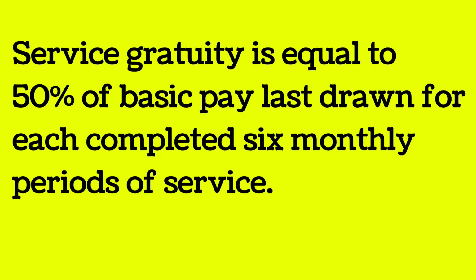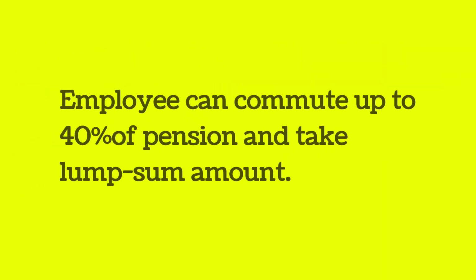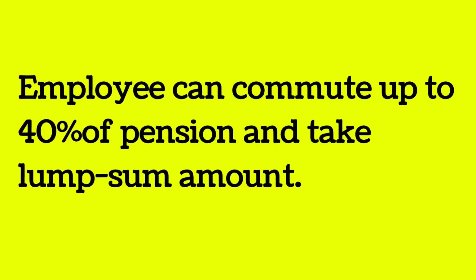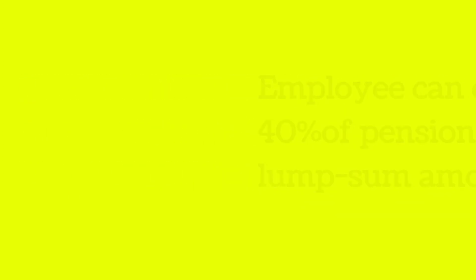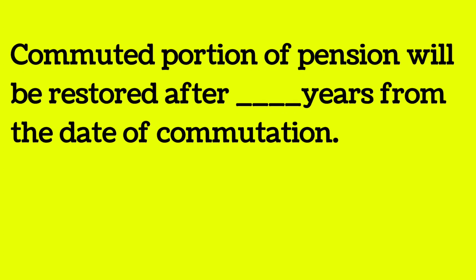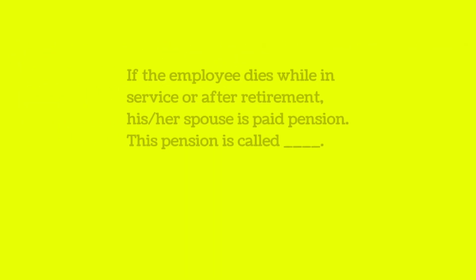Service gratuity is equal to 50% of basic pay last drawn for each completed 6 monthly period of service. So, an employee can commute up to 40% of pension and take a lump sum amount. Pension commutation is applicable up to 40%. The commuted portion of pension will be restored after dash years from the date of commutation. It will be restored after 15 years from the date of commutation.